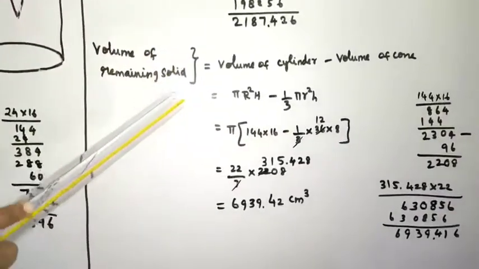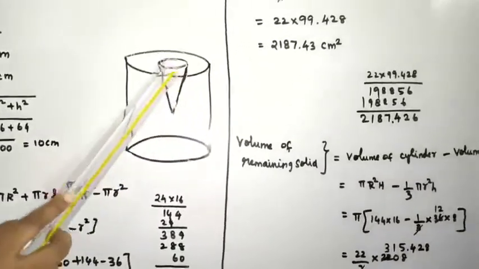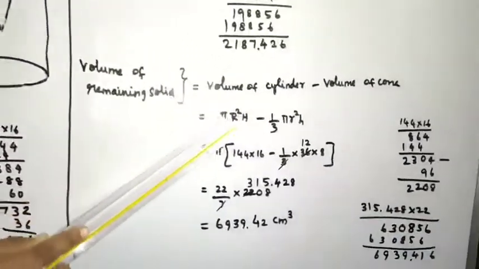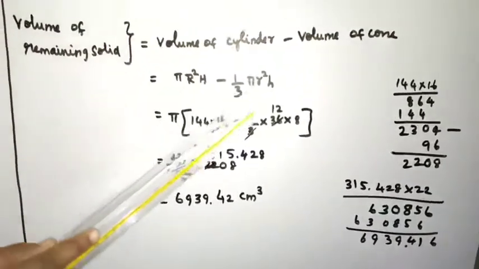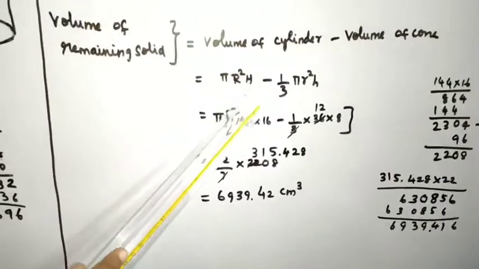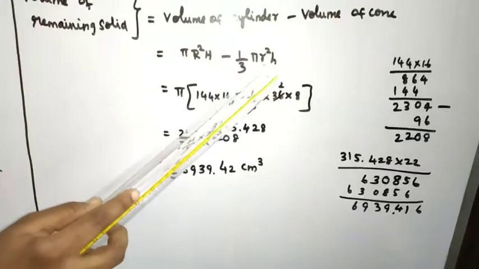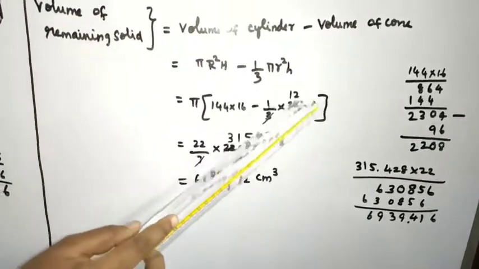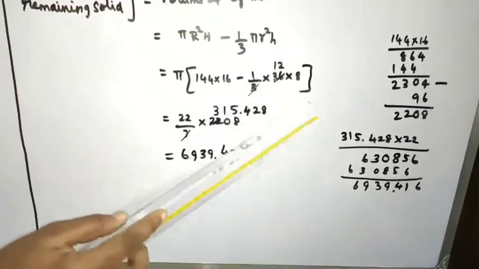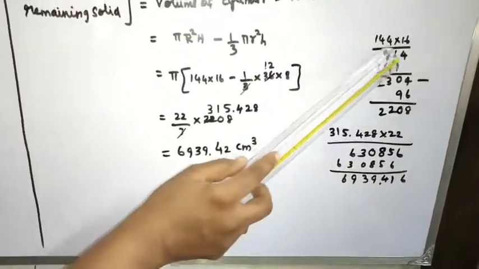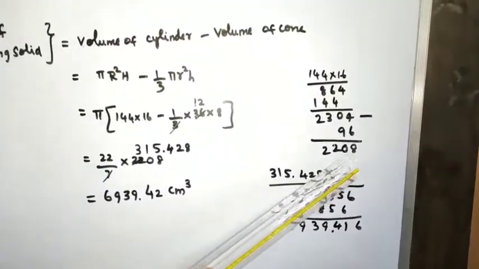Then the volume of the remaining solid is easy. Volume means the total volume of the cylinder minus the volume of the cone. So the volume of the cylinder, pi R square H, minus 1 by 3 pi r square h. From these two terms we take pi common. R square is 144, then H is 16, minus 1 by 3 into r square, 6 square 36, into 8. If you cut the 3 and 36, it becomes 12, and 12 8s are 96. So 144 into 16 means 2304, then subtract 96 means 2208.